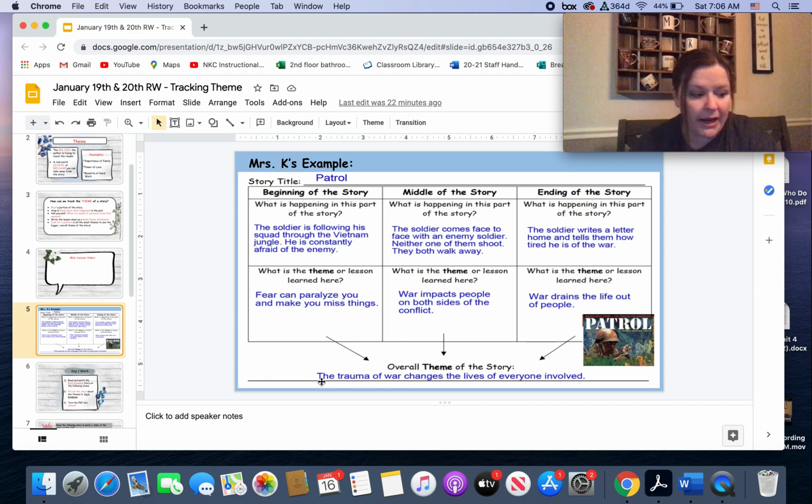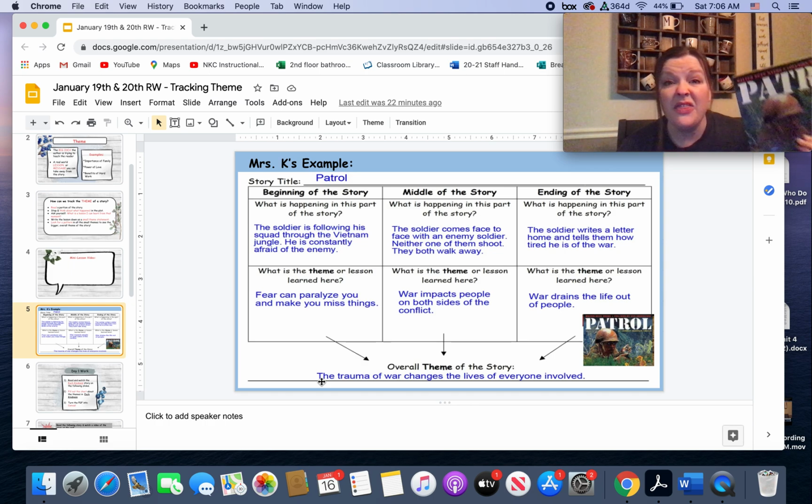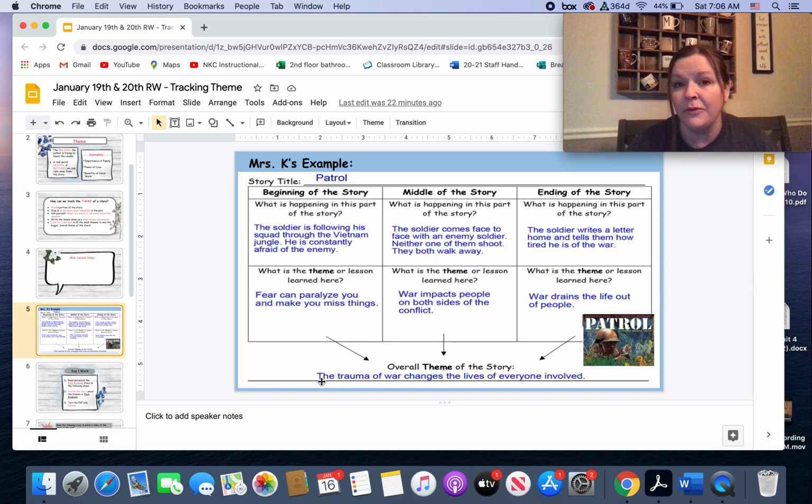I'm not going to write about the main idea. I'm not going to say the soldier went to Vietnam and ran into another soldier. That would be the main idea. What I'm writing now is a lesson from the real world that I could pull from the author, from the story. And I think the author is trying to show us that war changes everyone's lives that's involved. So that is your goal today.